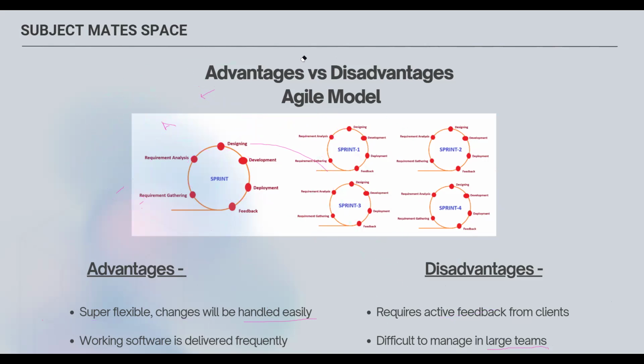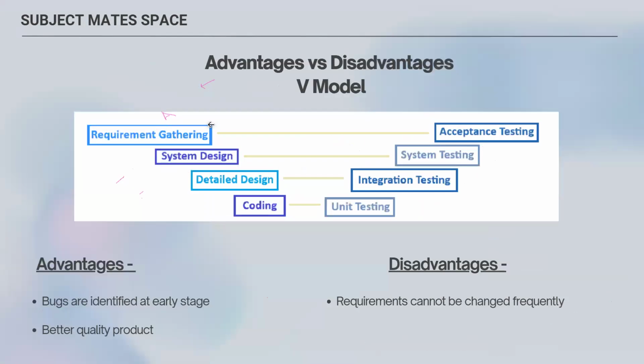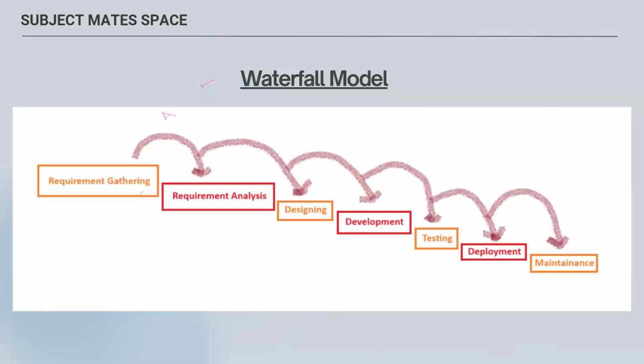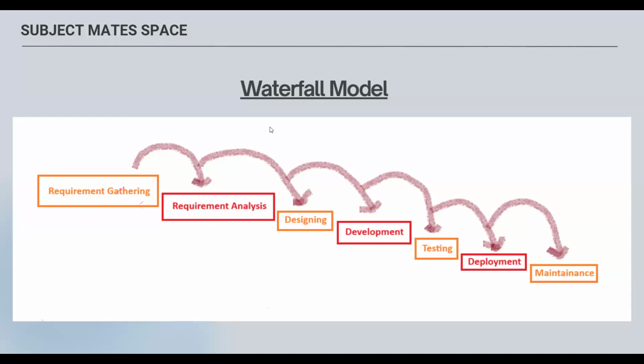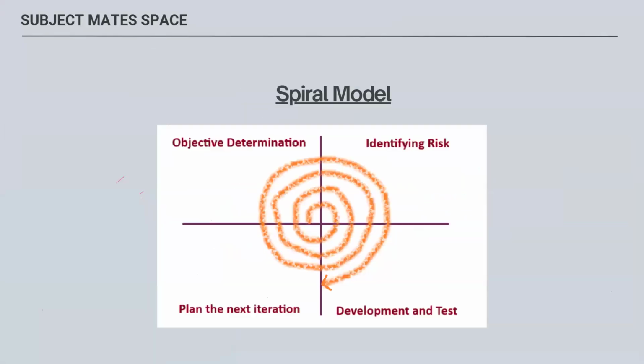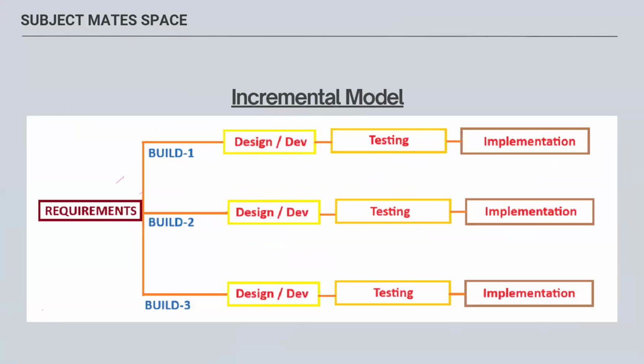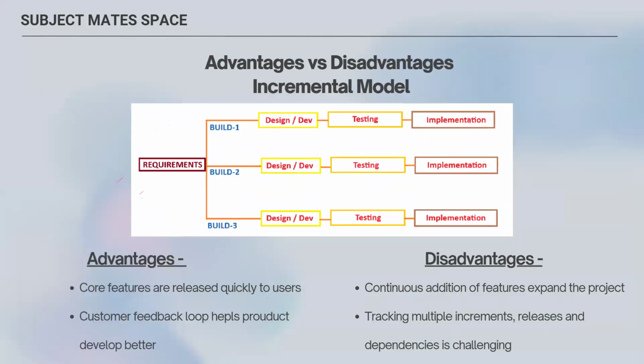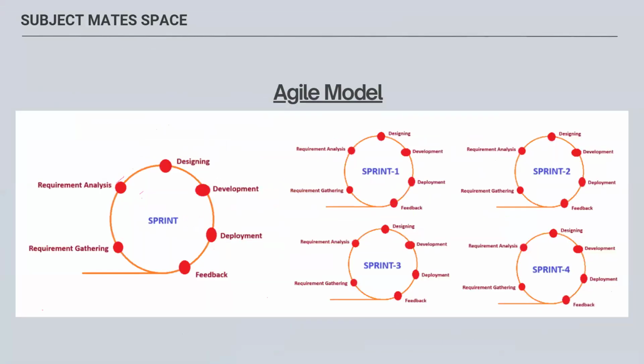So what have we understood today? What is an SDLC model? What are those five models? Can we repeat them again? Great. I'll just repeat those five again. First is the waterfall model. Second is the V model. Third is the spiral model. Next is the incremental model, and fifth is the agile model.